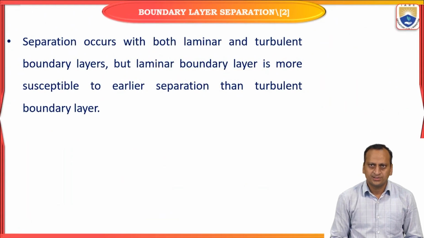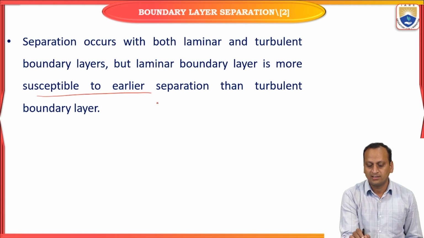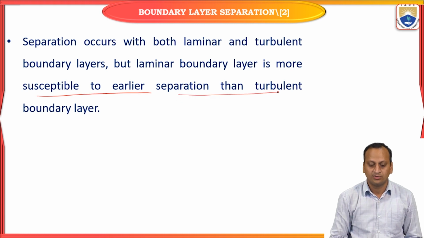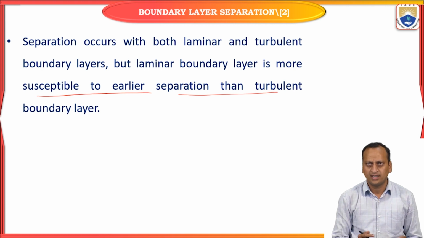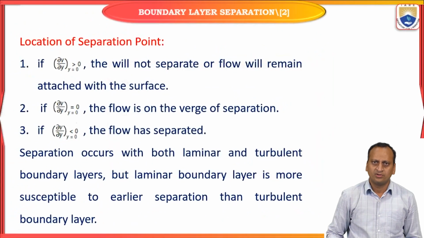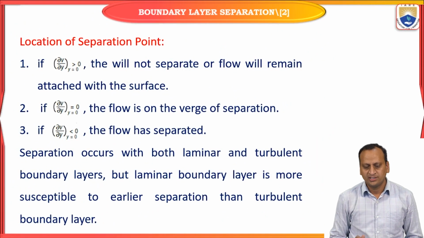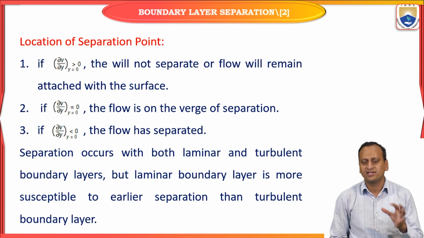Separation occurs with both laminar and turbulent boundary layers, but the laminar boundary layer is more susceptible to earlier separation than the turbulent boundary layer. So in both cases, laminar and turbulent, and also in transition, there will be formation of a boundary layer and also separation. Here are the conditions based on which you can say whether the flow is separated or not.